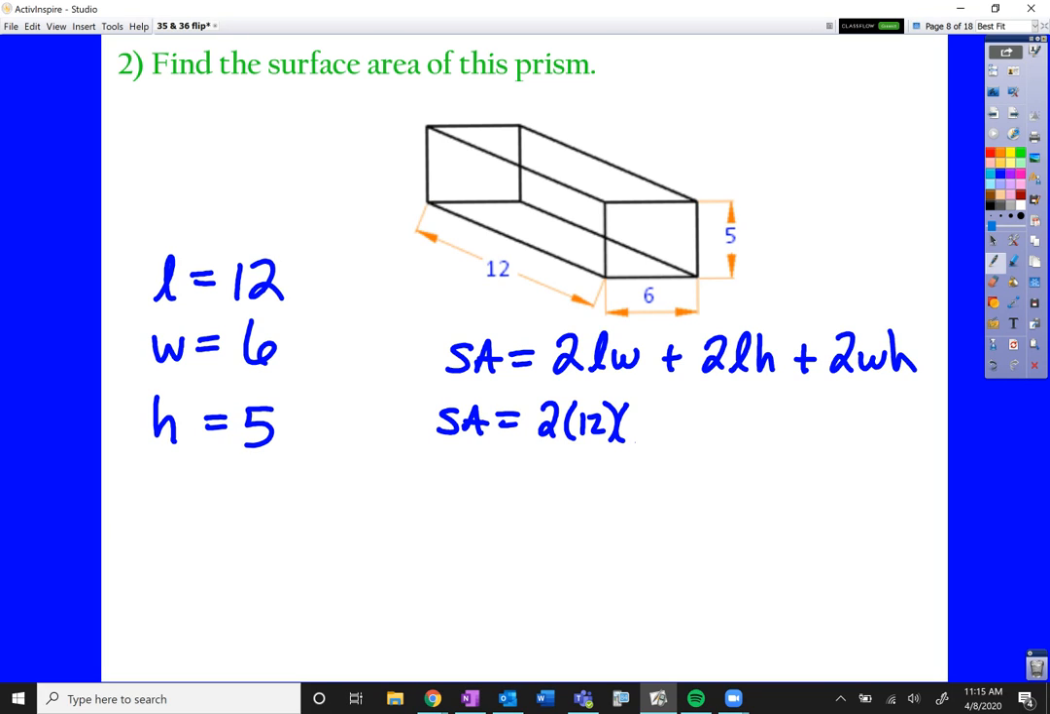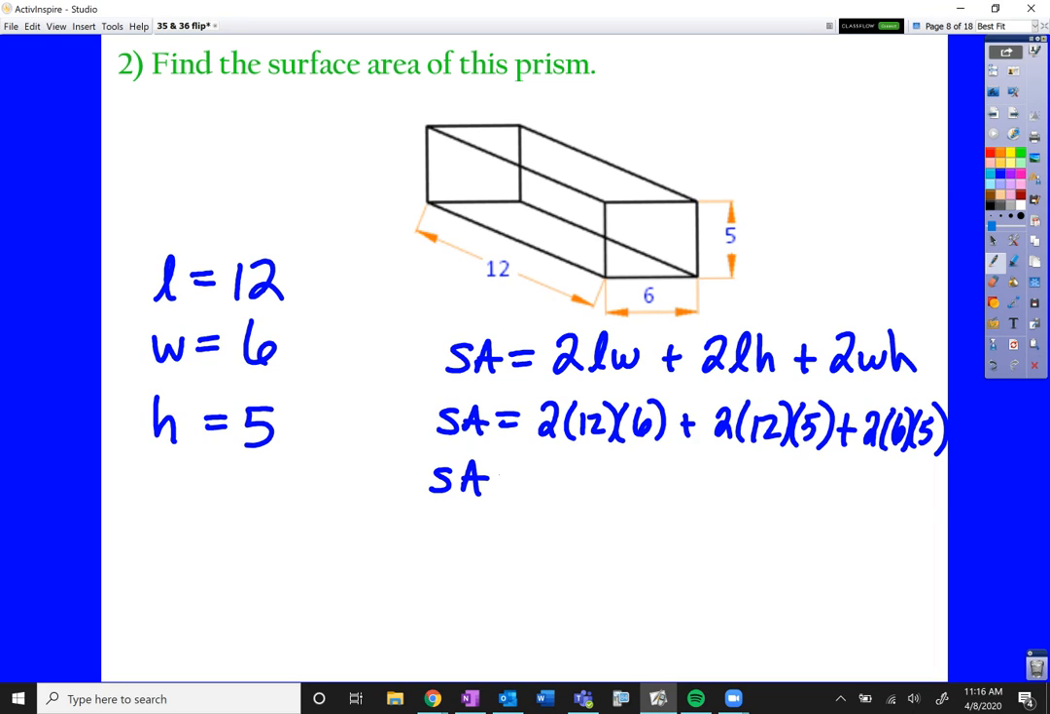The length is 12 and the width is 6. The length is 12 and the height is 5. And the width is 6 and the height is 5. And as you can see, the length, the width, and the height are all repeated 2 times each. So if you see a 12 and 12 has popped up 3 times, you did something wrong. You got to make sure you stick with your length, your width, and your height.